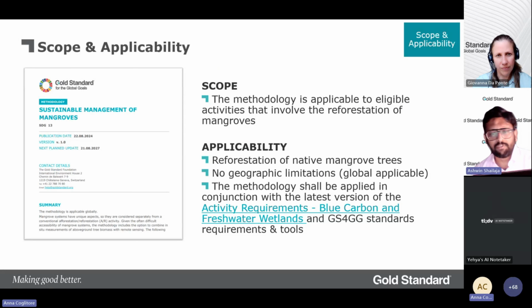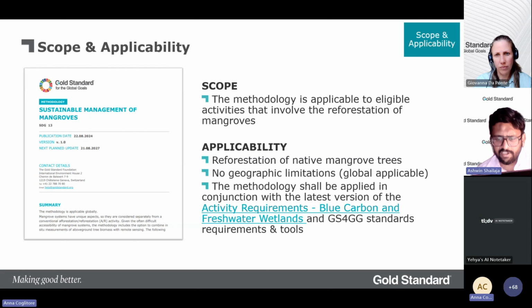Thanks. So the scope of the methodology is basically on reforestation of mangroves. This is one of the key aspects that I would like to highlight. This methodology does not include conservation, does not include avoided emissions, and focuses only on reforestation of mangroves. What does that mean? I'll of course explain that in one of the slides ahead.